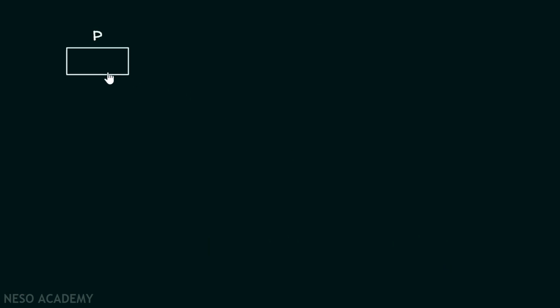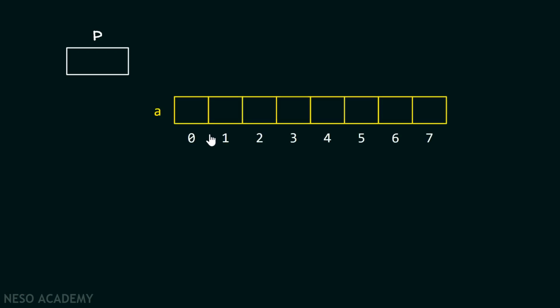Suppose we have a pointer P and we have an array A. I want to point to the first element of this array using this pointer P. Now my question to you is, what code do I have to write in order to point to the first element of this array using this pointer P? I'll give you 10 seconds to answer this question, and your time starts now.